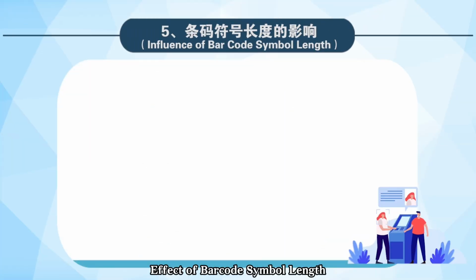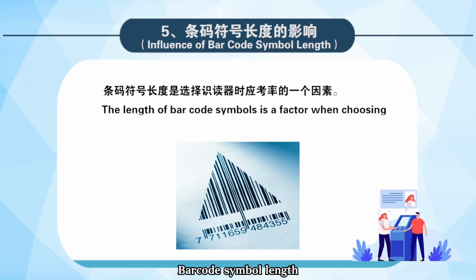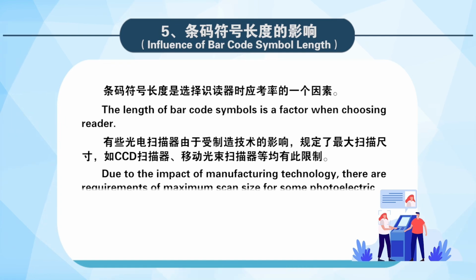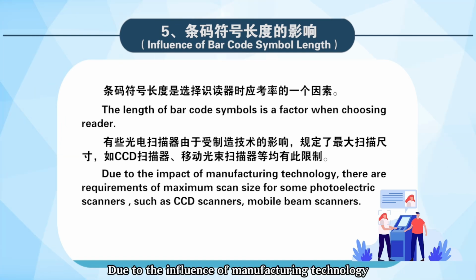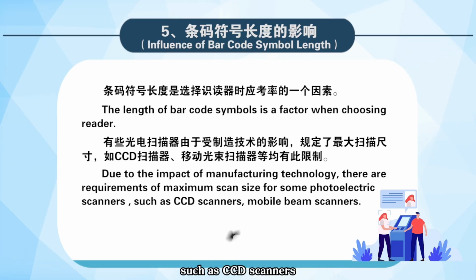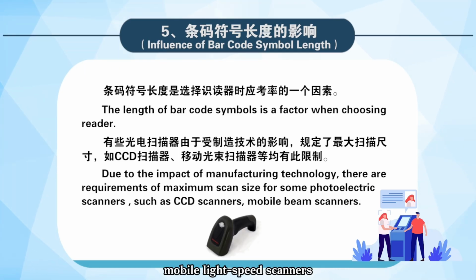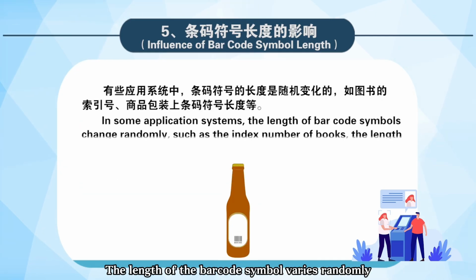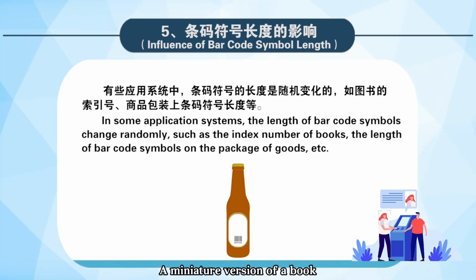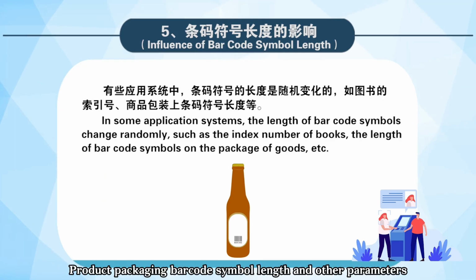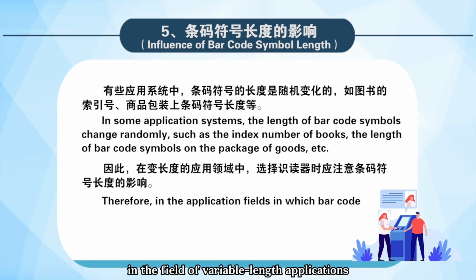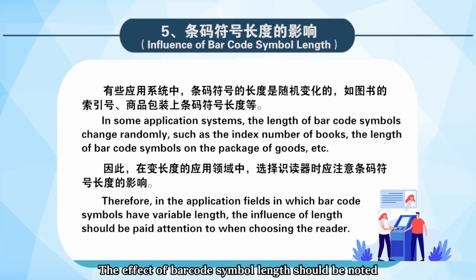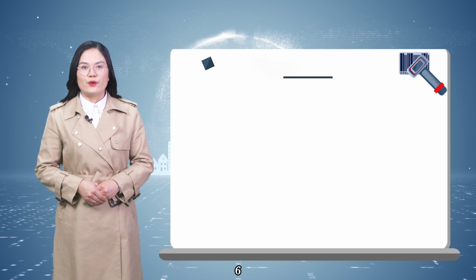5. Effective barcode symbol length. Barcode symbol length is a factor to be considered when choosing a reader. Some photoelectric scanners, due to the influence of manufacturing technology, specify a maximum scan size, such as CCD scanners, moving light beam scanners, etc. This limitation exists in some application systems. The length of the barcode symbol varies randomly, such as on books and product packaging. Therefore, in the field of variable length applications, when selecting a reader, the effect of barcode symbol length should be noted.